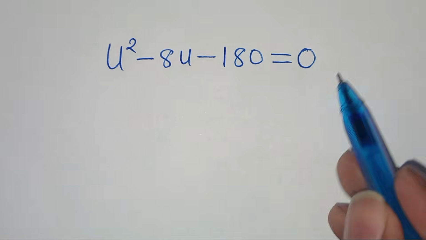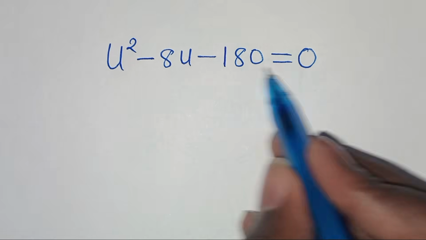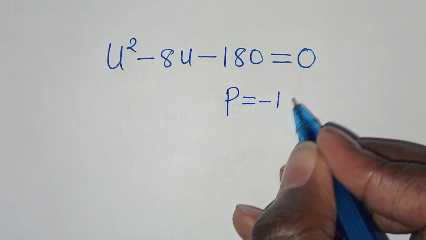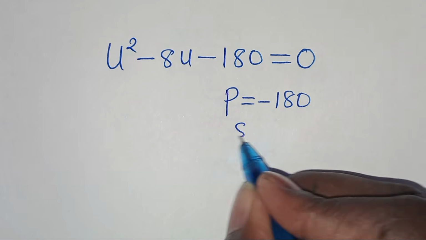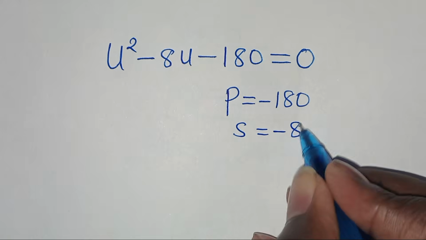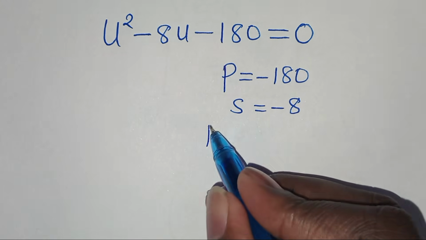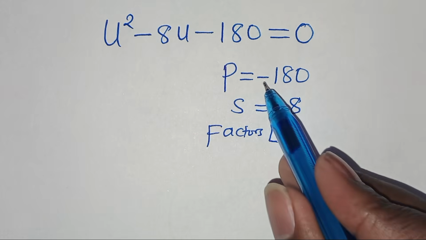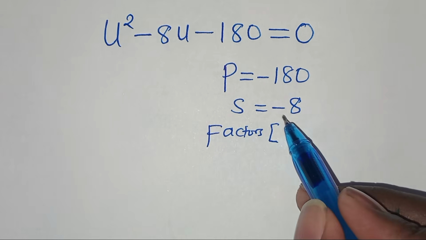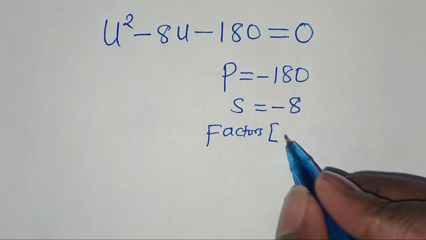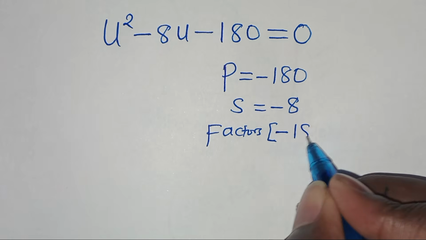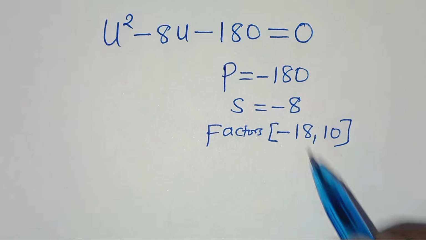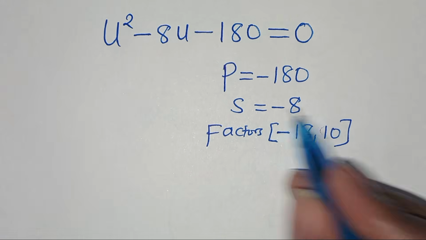Now we have a quadratic equation here, which you can solve by factorization method. We have the product equal to minus 180, and the sum equal to minus 8. So we can identify two factors. If you multiply these two factors, we get a value of minus 180, and if we sum them, we have a value of minus 8. So we have minus 18 and 10. Minus 18 times 10 is minus 180, and minus 18 plus 10 is minus 8.